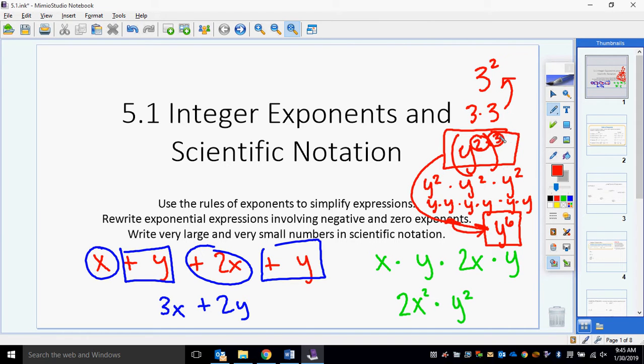Okay, what did we do here? When these y's were being multiplied, I had y to the first times y to the first. How did I get y to the second? What did I do with the 1 and the 1? I added them.